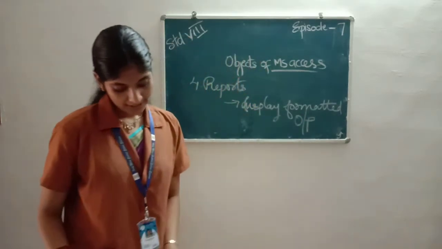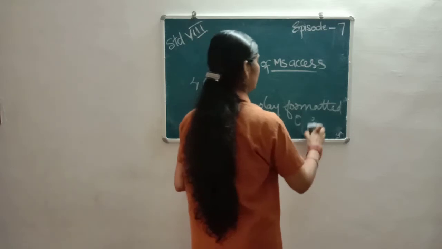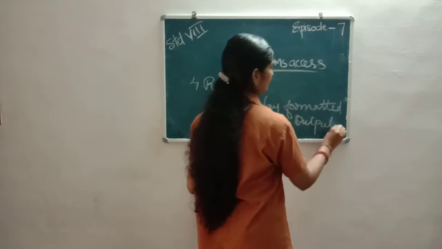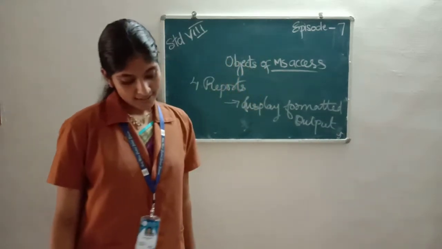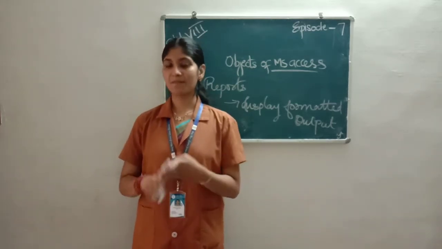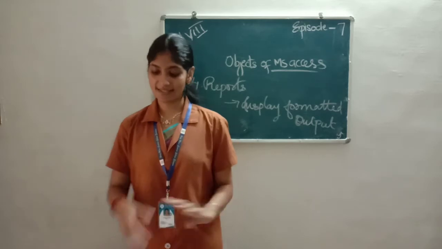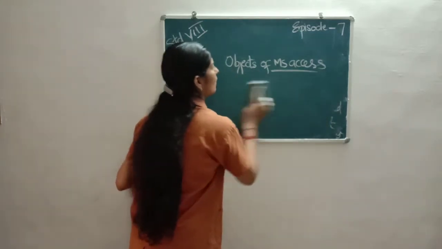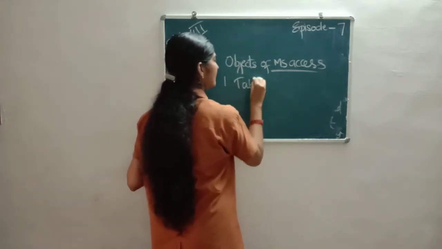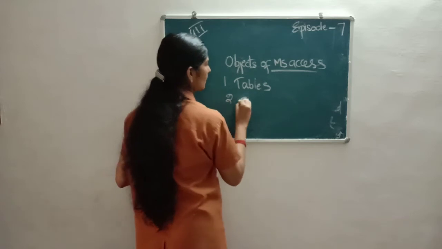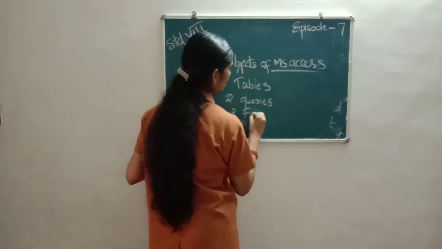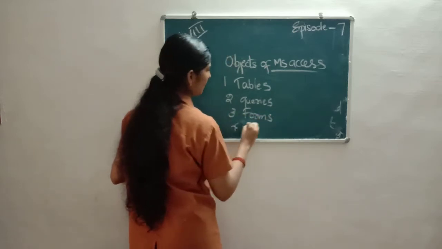Formatted output. Then, okay. So what are the objects? Tables, queries, forms, reports. So what are the objects of MS Access? Once again, the objects of MS Access are: first, tables; second, queries; third, forms; and fourth, reports.